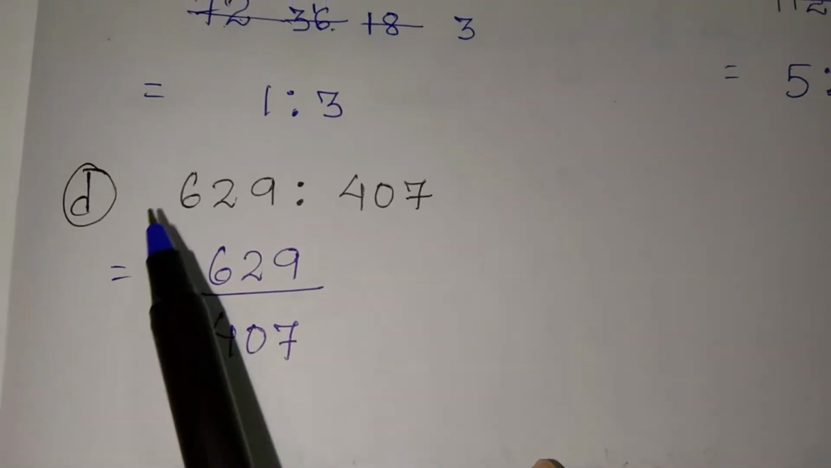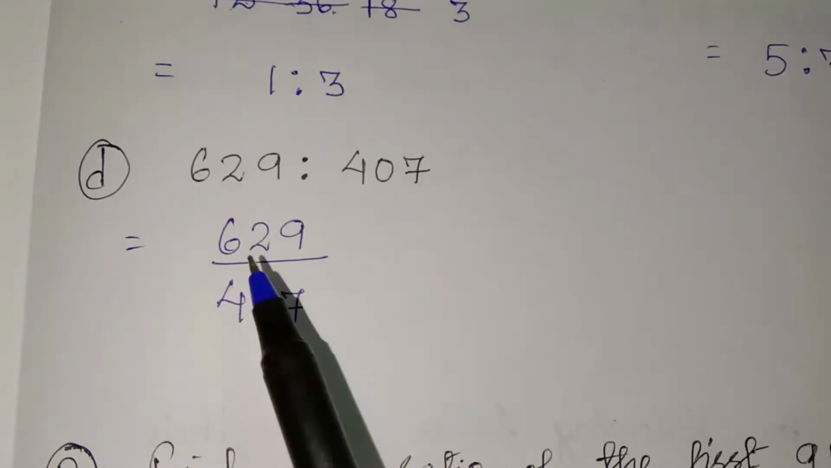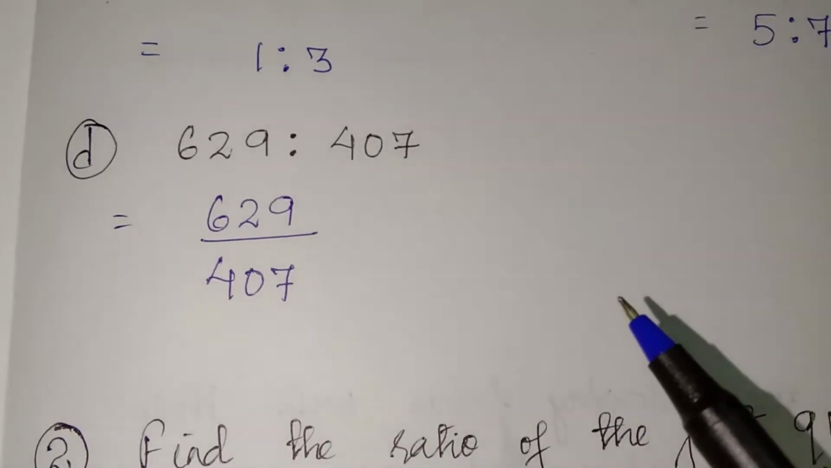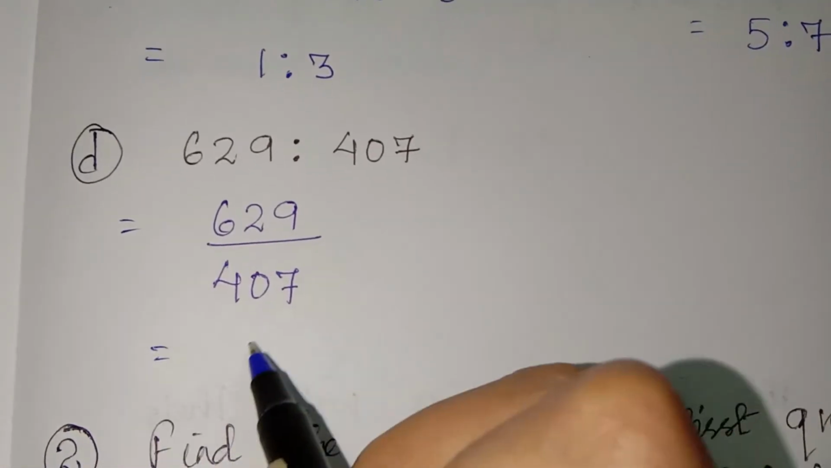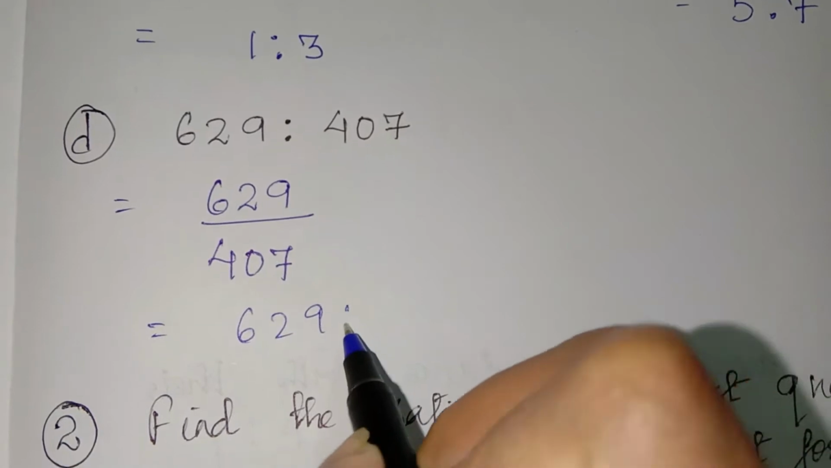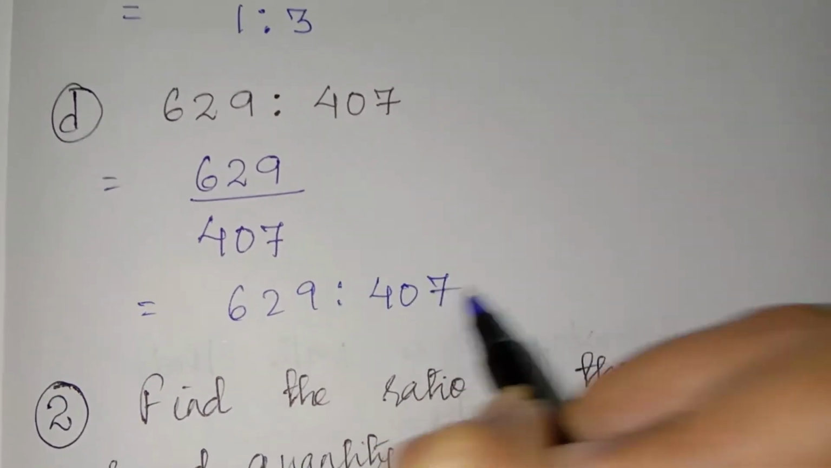Now next is 629 by 407. These two numbers can't be cancelled by any number. So the answer will be 629 is to 407.